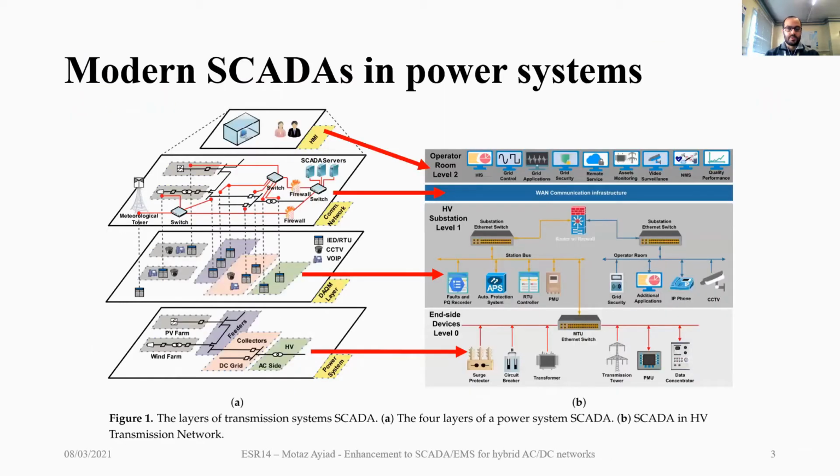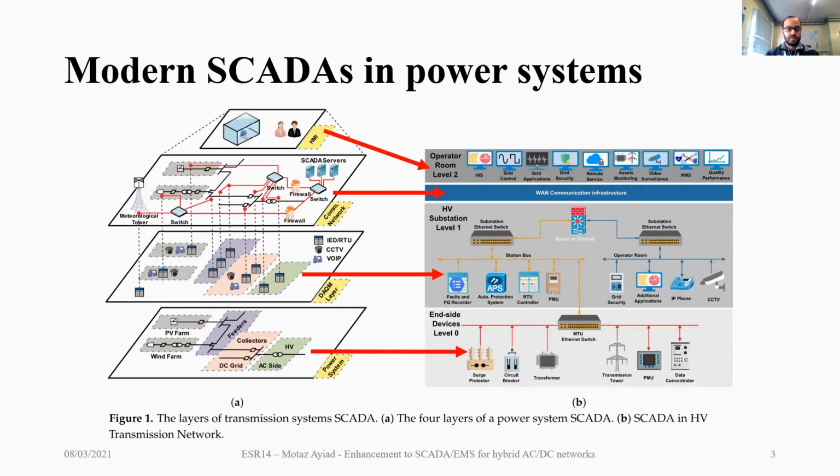Let's start by talking about the modern SCADAs and power systems. Modern SCADAs contain four main layers. At the bottom we have the power system layer, which contains the converters, the generators, the transmission links, and the transmission towers. Above that, we have a data acquisition and monitoring layer, which contains devices that are used to measure and monitor the network, such as IEDs, PMUs, or in general, what we call RTUs, remote terminal units.